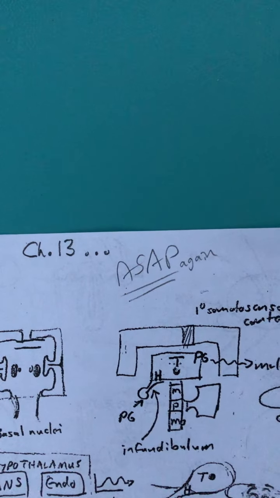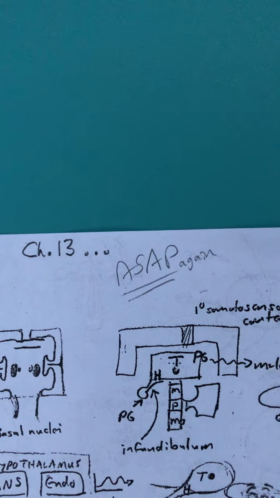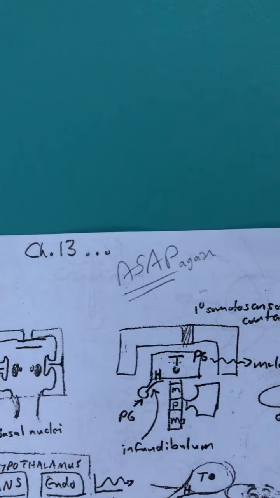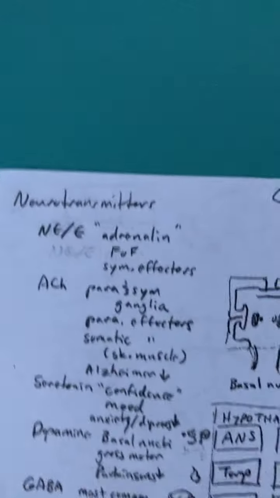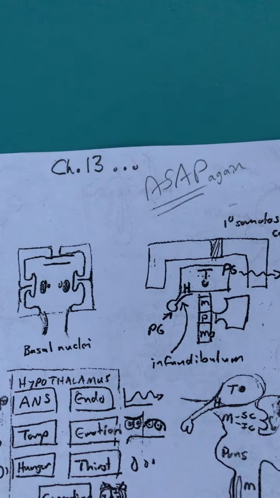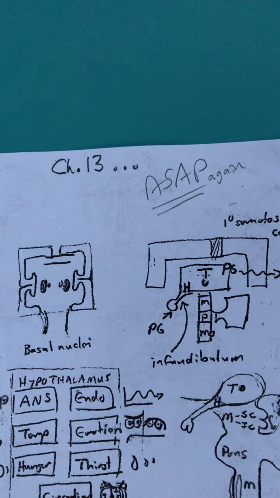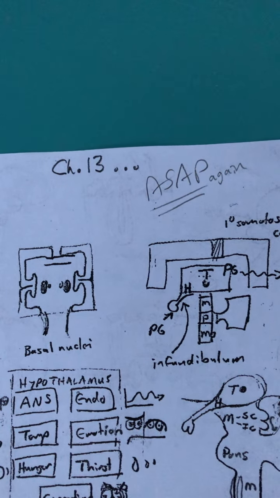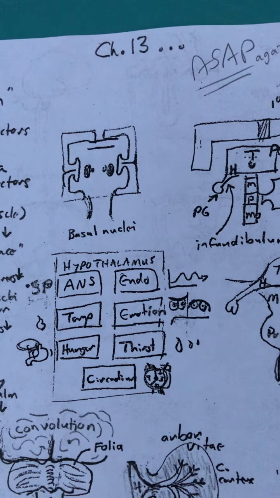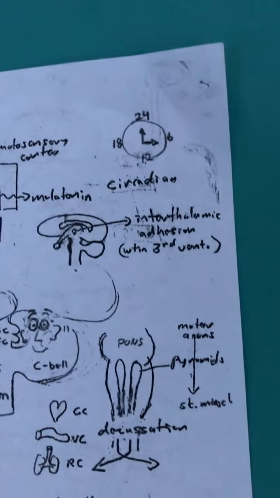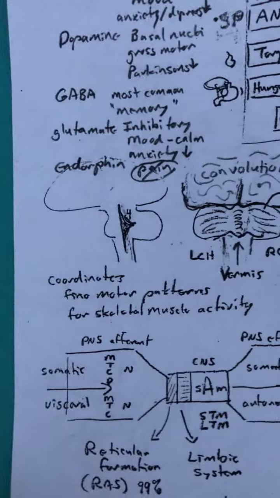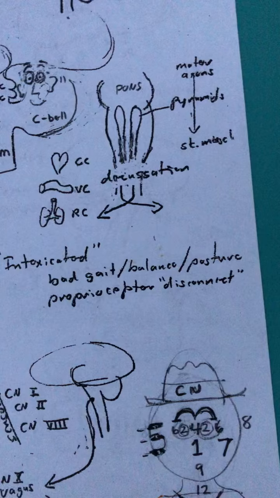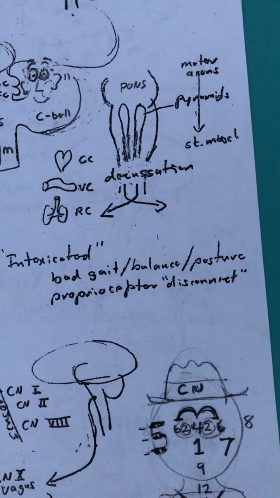Chapter 13, that means ASAP, and that means physiology as simple as possible. Again, here we go. Last time we were together, as the sun was fading, we had gone through all this marvelous stuff about the basal nuclei, the diencephalon, the amazing hypothalamus, the midbrain, the medulla, the cerebellum, even to the point of talking about what happens when a person becomes intoxicated and loses their sense of body sense.